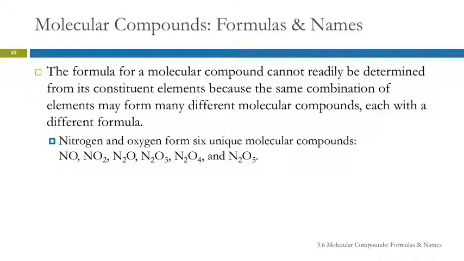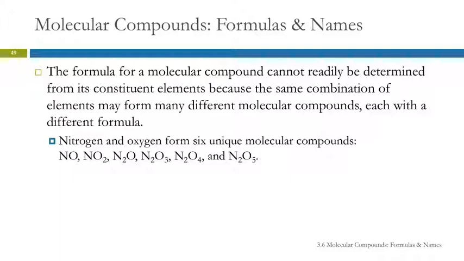We've been talking about ionic compounds, now we're going to talk about molecular compounds. Remember, molecular compounds are composed of nonmetals. We're only going to learn how to name compounds that have two nonmetals. The formula for a molecular compound cannot be readily determined because we're not looking at charges on ions. So the names need to be more descriptive.